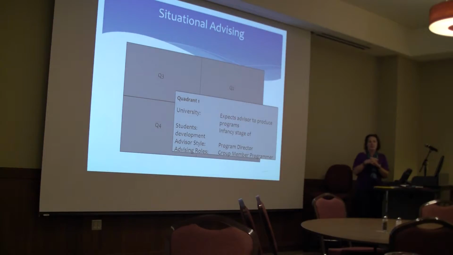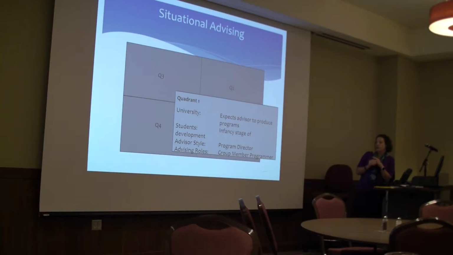So, like I said, you're going to be considering what are the university's expectations, what are the students' expectations, what is their development level, and so that kind of helps you decide what your advisor style and what your role is. So in quadrant 1, university expects the advisor to produce programs, and the students may be at an infancy level. So there's a high expectation that the program is done, but your students may not be all on board and doing it. So that's where you may be the program director.